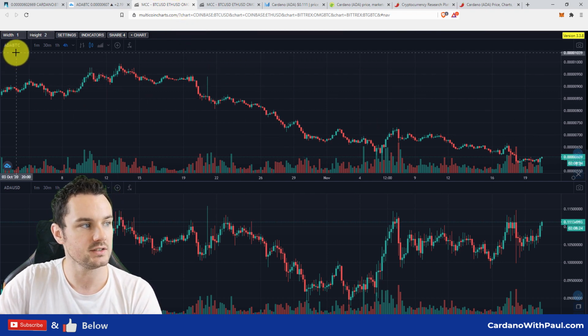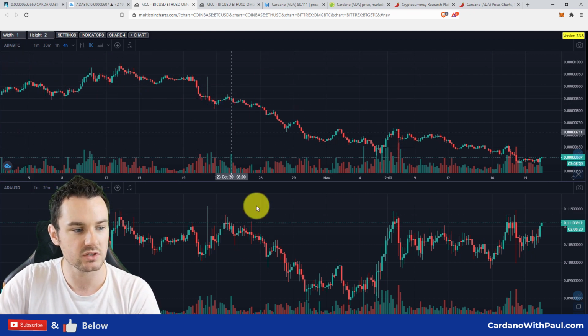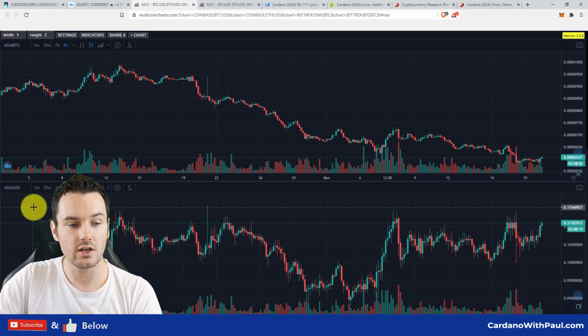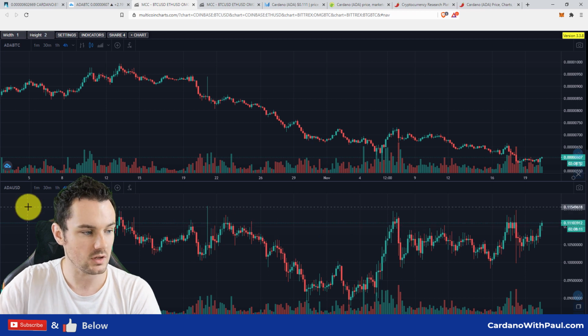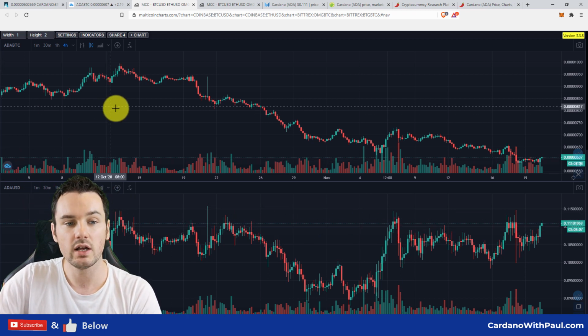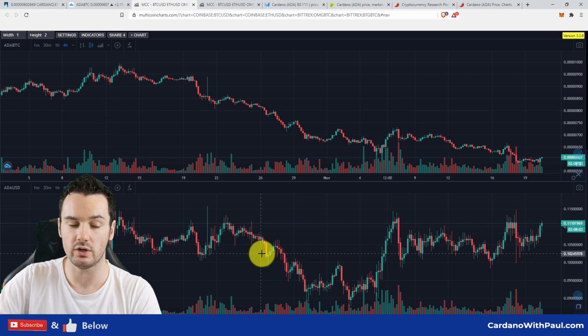But on top here, you can see the ADA versus the Bitcoin price. Again, it's been going down, but I put them side by side with the ADA USD price. So you can see that the USD price has been holding fairly steady the whole time. Now, this is back since the beginning of October. So while the price against Bitcoin has been falling, the USD price has been holding steady.